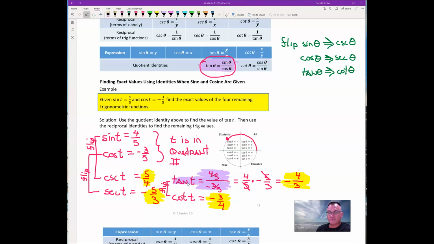All right, so just to review, what we did first was we figured out what quadrant we were in based on the signs here, which was positive and negative, and we came up with quadrant 2. Then to get the cosecant and the secant, I flipped sine and cosine. To get the tangent, I used this quotient identity, sine divided by cosine, and simplified it. And then to get cotangent, I flipped the tangent. So that's the first part, when you have a problem where you know both the sine and the cosine.